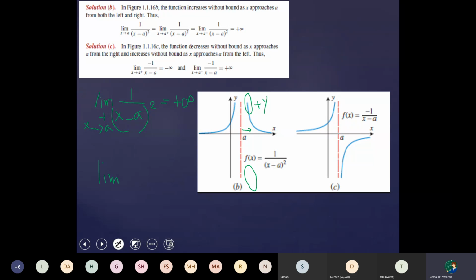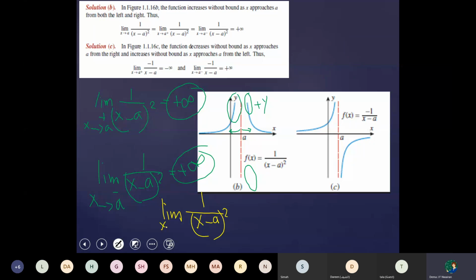Now look at the limit of 1 over (x minus a) squared, but now when x approaches a from the left. Here we have a from the left. It's going to the positive y-axis, so it will be positive infinity. Since now the right is equal to the left, I can say that the limit of 1 over (x minus a) squared when x approaches a is equal to infinity. Because they are equal, I will choose one of them.